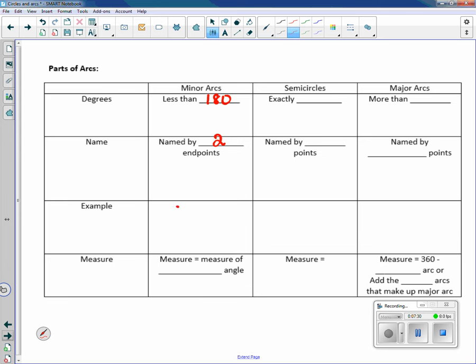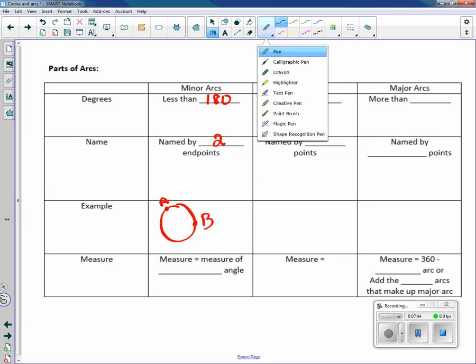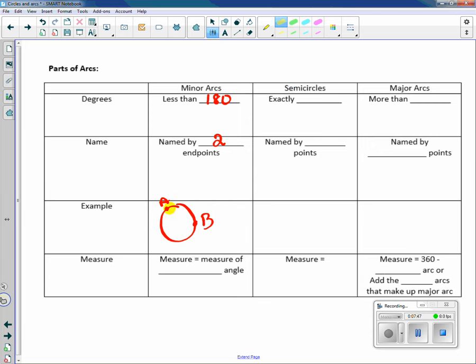And here's an example. I have this circle. AB would be a minor arc, A to B. Do you see that that is less than 180 degrees? Does everybody see that? What's 180 degrees? It is half of the circle. Now, the measure of the arc is equal to the central angle.